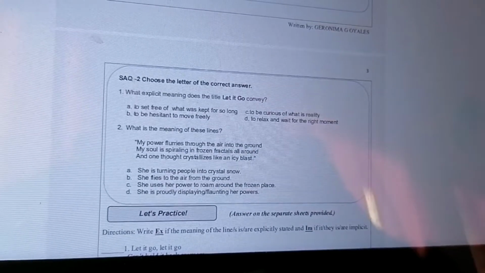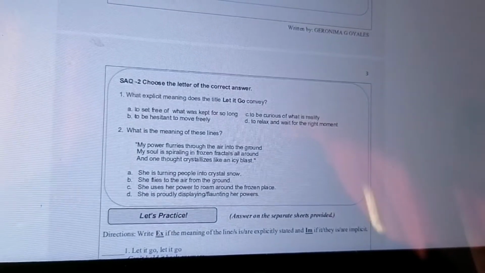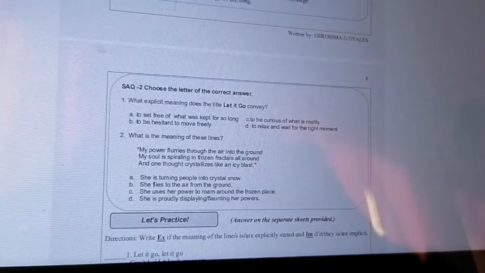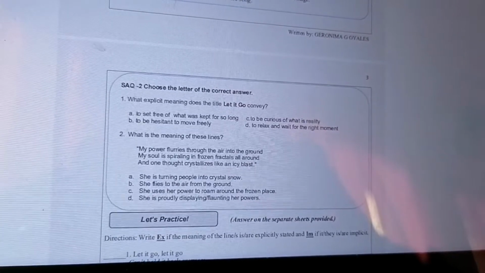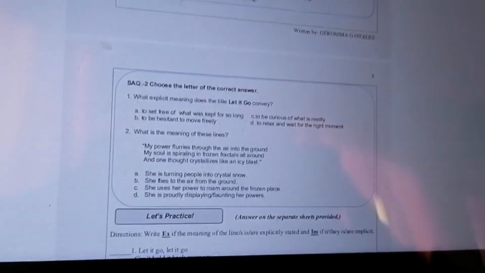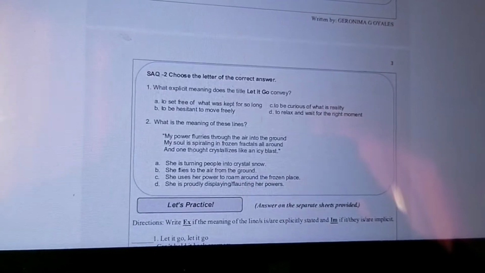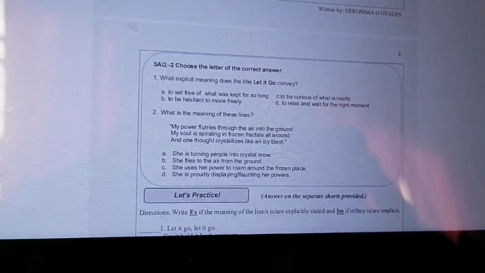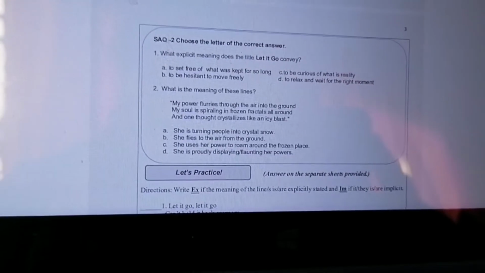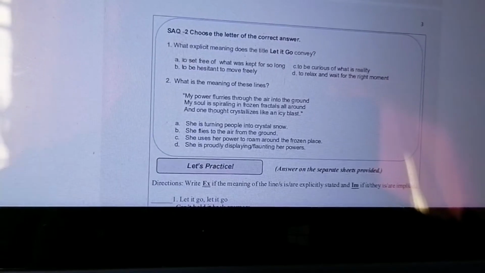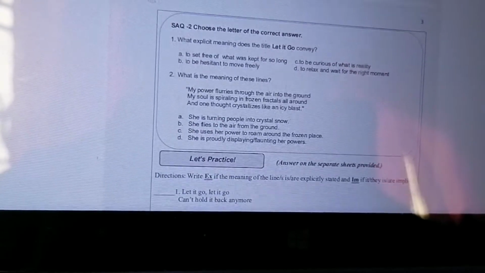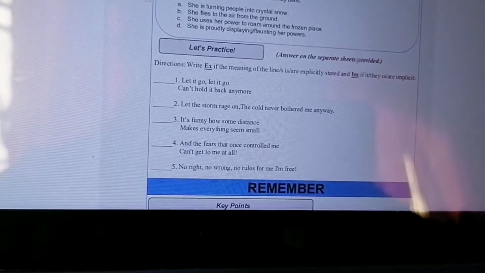Do not copy everything. SAQ1, answer right away, 1 to 5. SAQ2, answer right away, 1 and 2. So later, I will give you how you are going to write the answers. Okay? So let's practice.